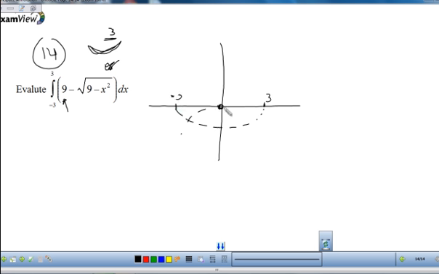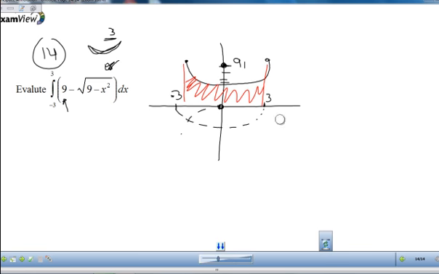Here's my center. What this means is move the center up 9. So now it's still going to have a radius of 3. So it's going to look like this. The area under the curve is this part. So that is what I'm looking for, that area under the curve. Sorry, my picture isn't the greatest.